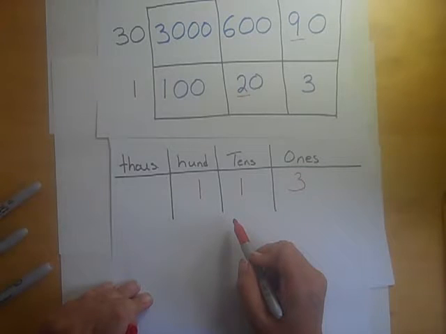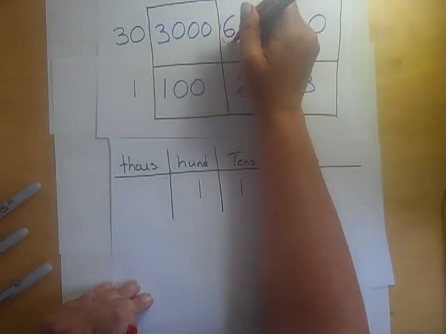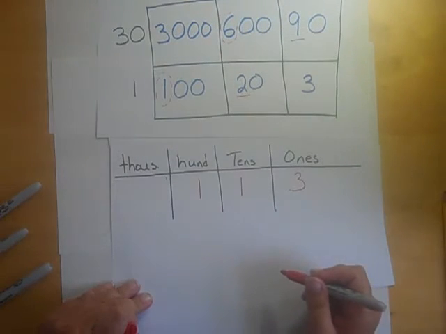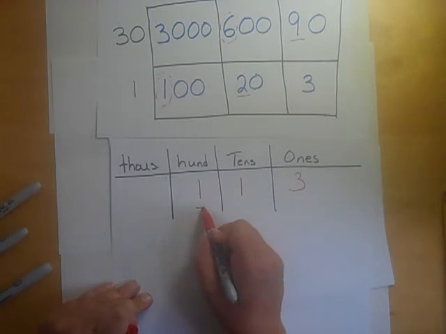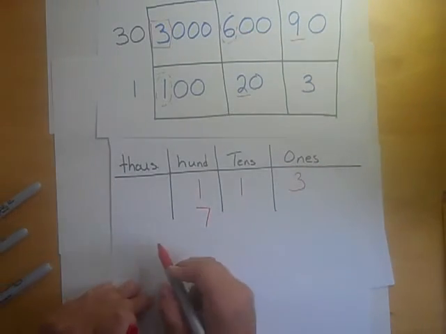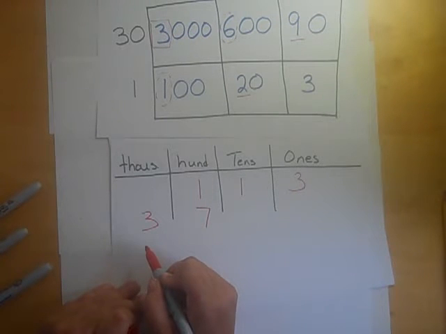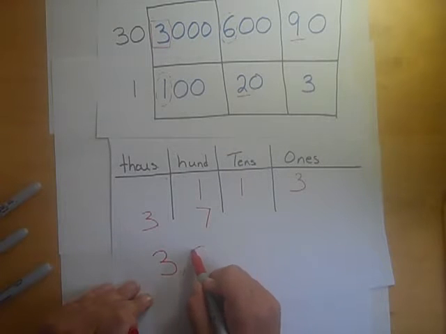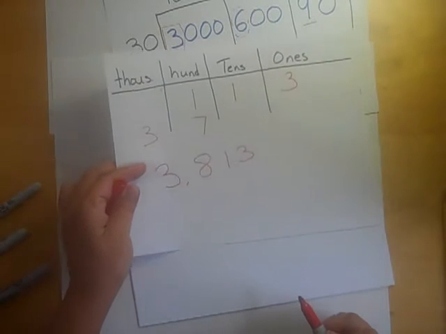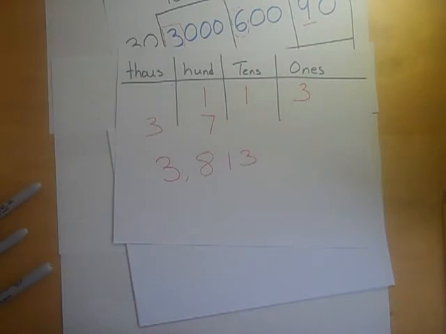Then how many 100s do we have? I like to lightly circle my 100s. Looks like we have 7 100s. And how many thousands? 3. So when we put this together, we get 3,813. Now we're ready to do number 2.